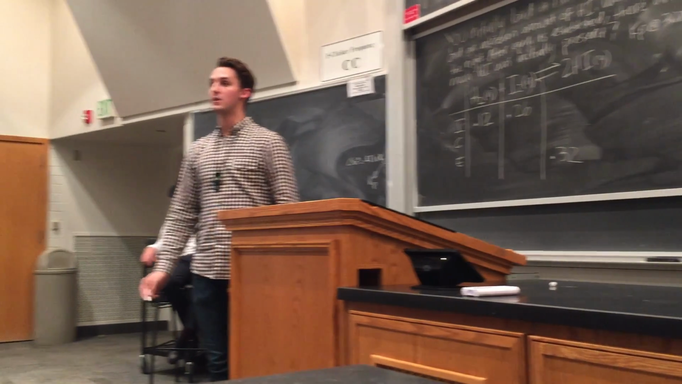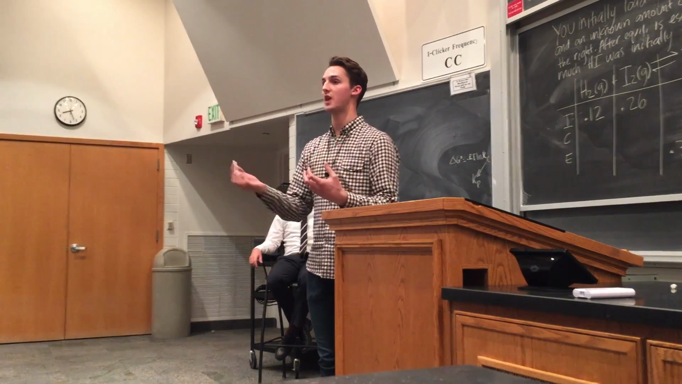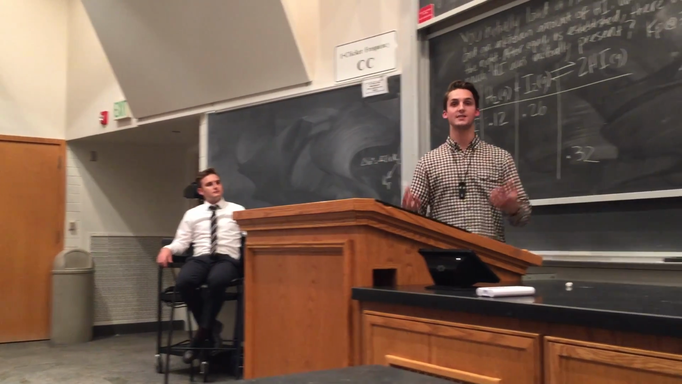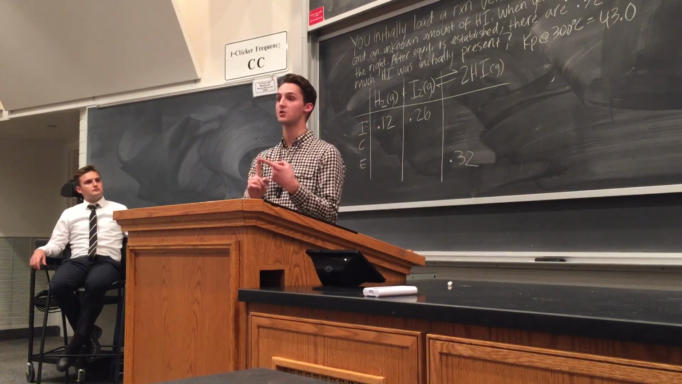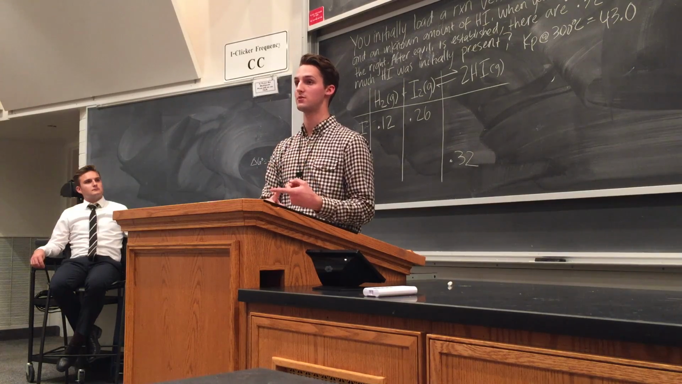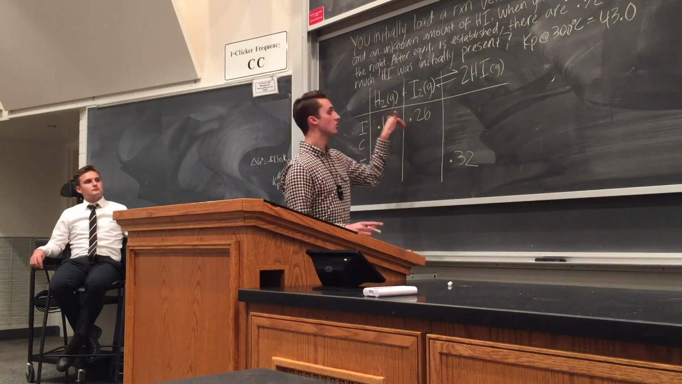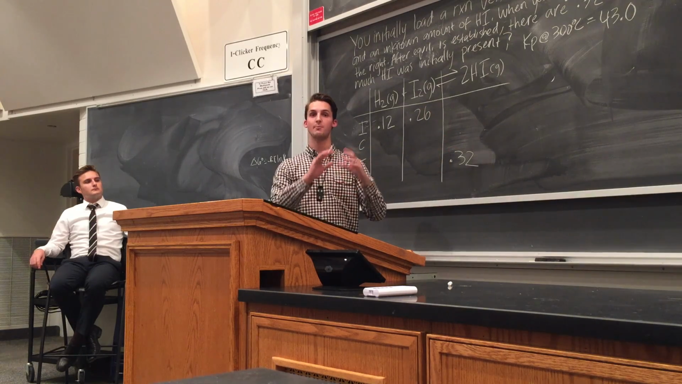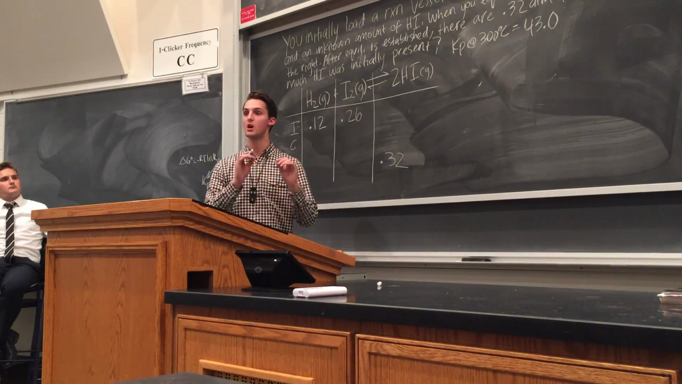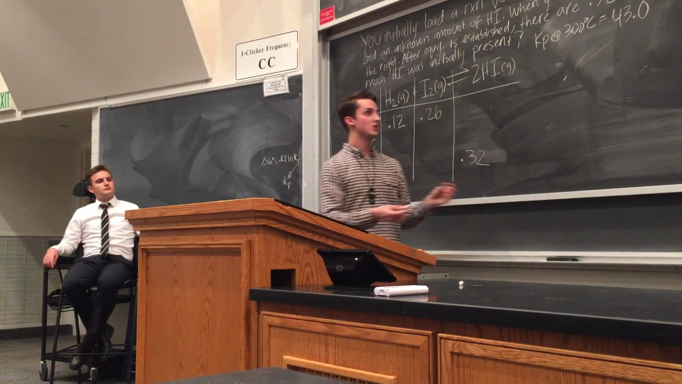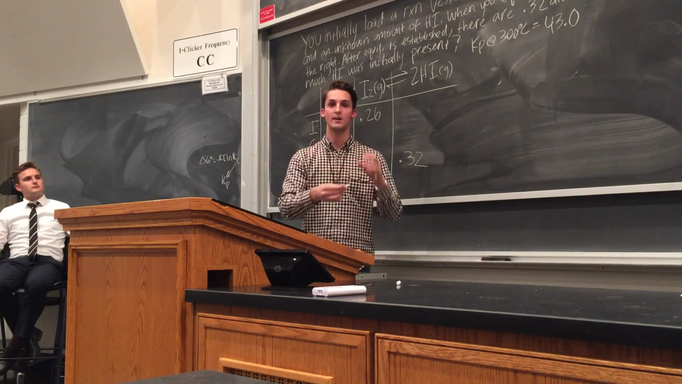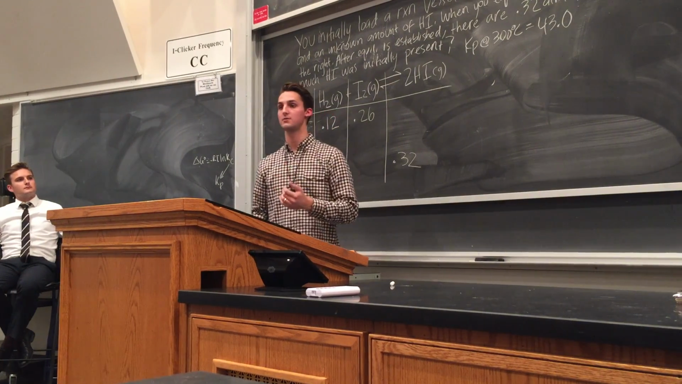So what we want to do now is figure out what change happened. Normally when you're doing an ice table like this, you need to figure out first which way the equilibrium is going to shift. Had I given you all these initial values, you could have solved for the Q, set it up like the equilibrium constant expression, and then if K is greater than Q, it would go to the right. If K is less than Q, it would go to the left.